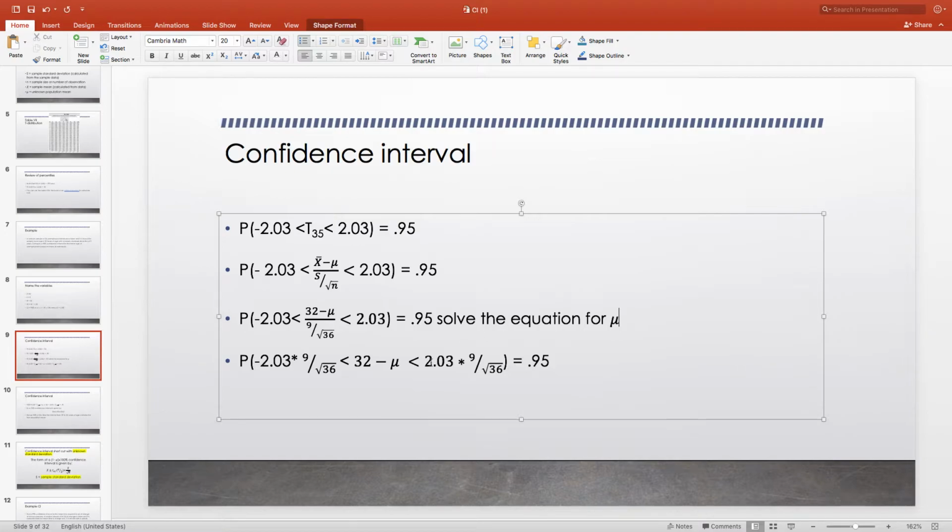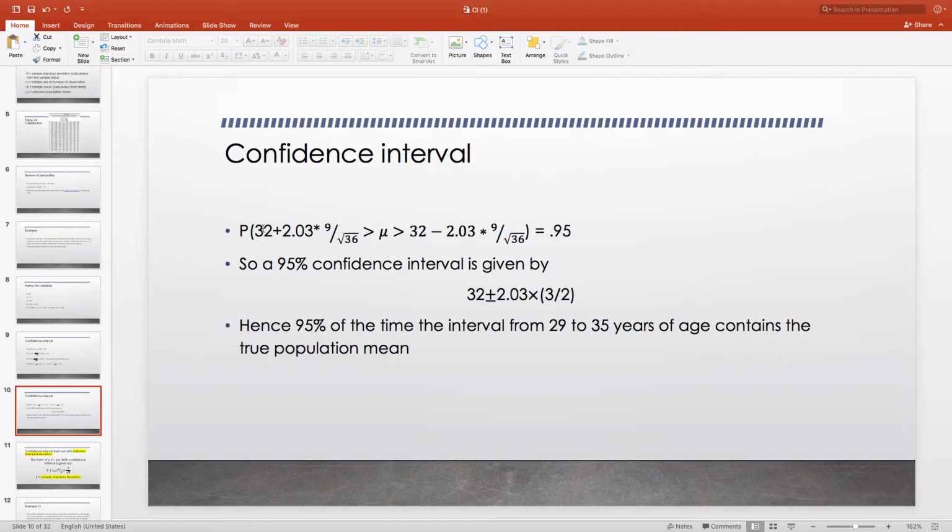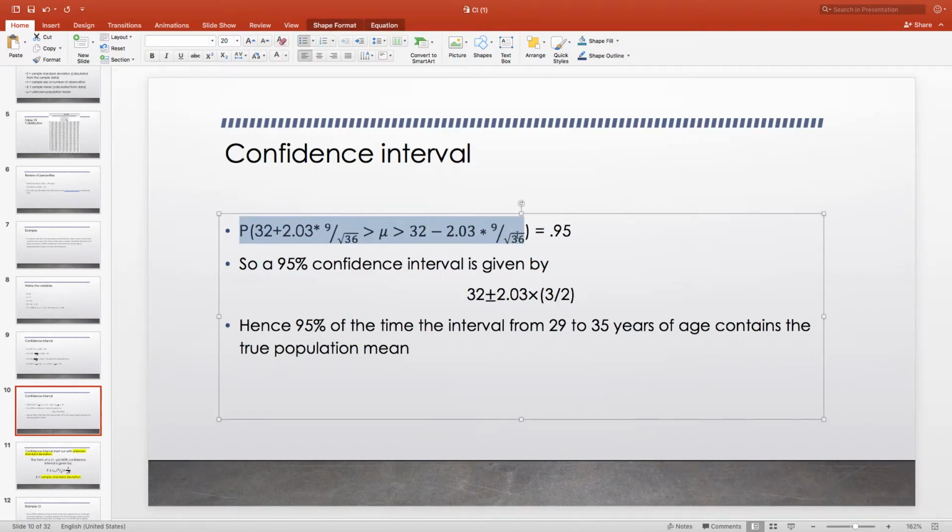And when I do that, I get this equation. So I just have to move the 32 to the other side and remove the negative. Okay. When I do that, I get this. Okay, and it says 95% of the time the mean is between this number and this number. Okay, that the mean is in the interval 95% of the time. Okay, and I can break that down. The only difference between the greater than part and the less than part is the negative.